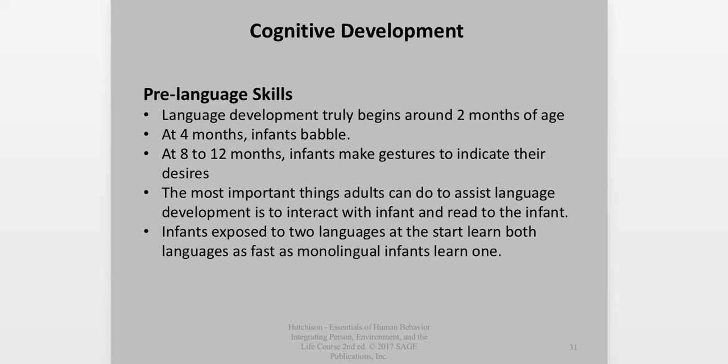So what can adults do to help? Read to the child, talk to the child, interact with the infant. The more that goes on, the more all those synapses are going to be developed and activated in the language centers of the brain.